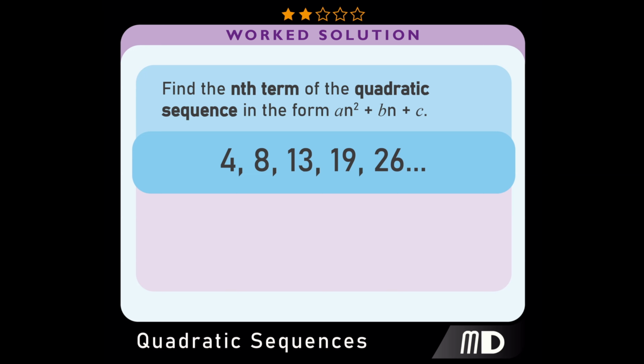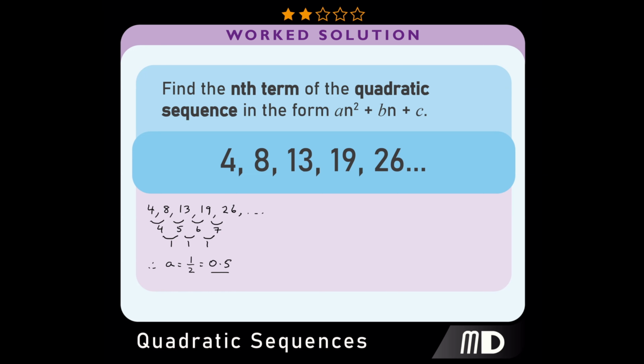Writing down the terms of the sequence, we have 4, 8, 13, 19, and 26. The differences between successive terms are 4, 5, 6, and 7. And the second differences are 1, 1, and 1. The coefficient of n squared is found by dividing the second difference by 2, which gives us a half. So the value of a is a half, or 0.5.